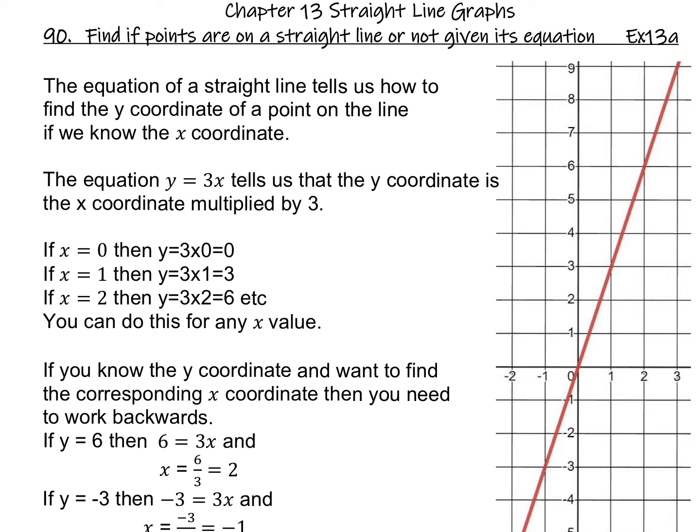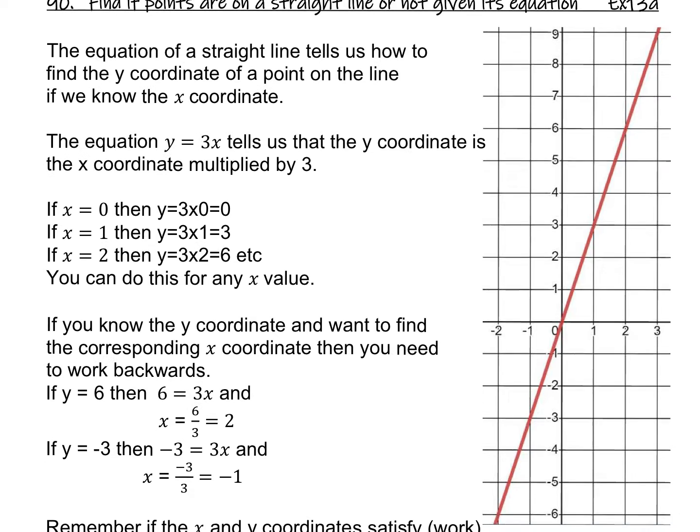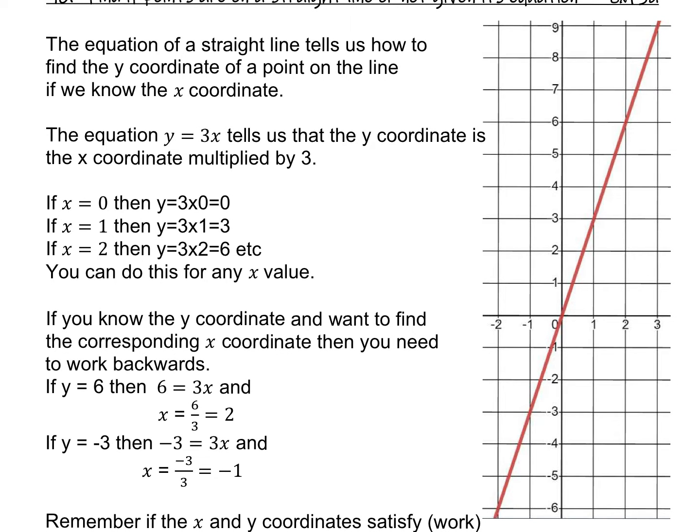The equation of a straight line tells us how to find the y-coordinate of a point on the line if we know the x-coordinate. The equation y equals 3x tells us that the y-coordinate is the x-coordinate multiplied by 3. Remember, in 3x, when two terms are together, they mean multiply, so 3 times x. So, if x was 0, then y would be 3 times 0, which is 0. If x was 1, then y would be 3 times 1, which is 3. And if x was 2, y would be 3 times 2, which is 6, etc. You can do this for any x value.